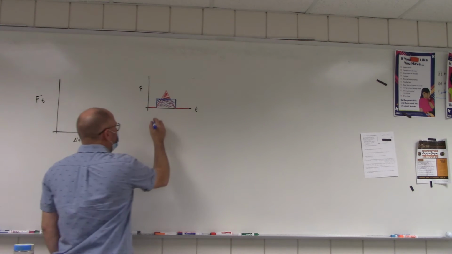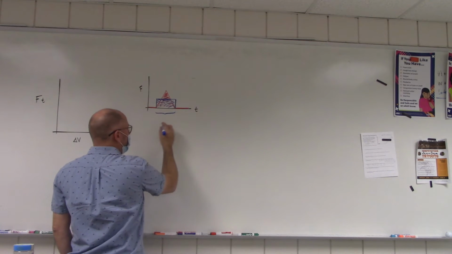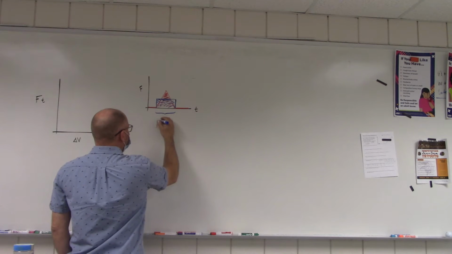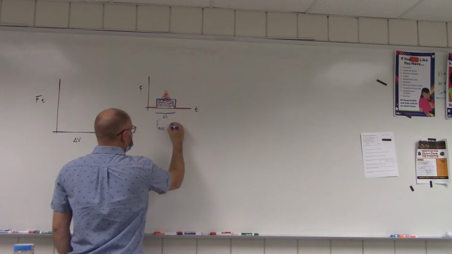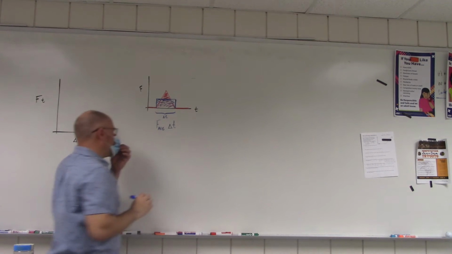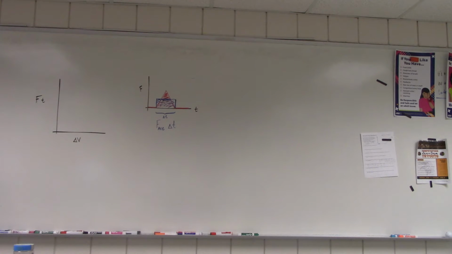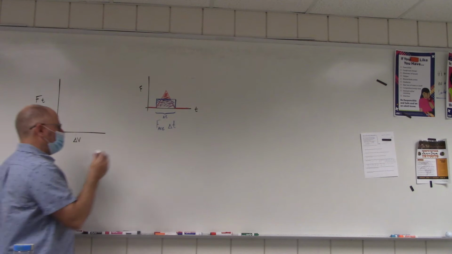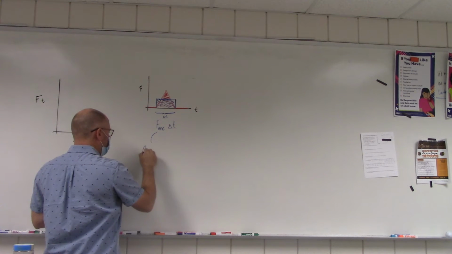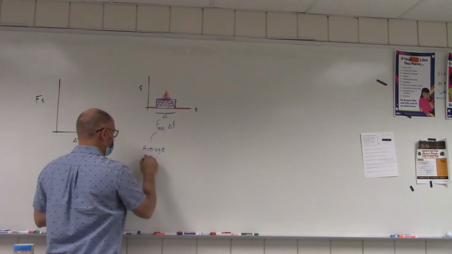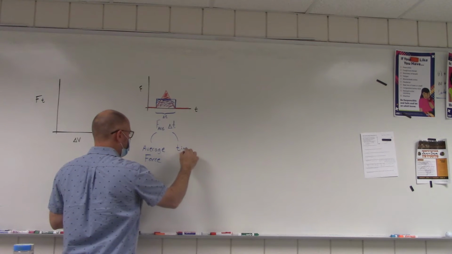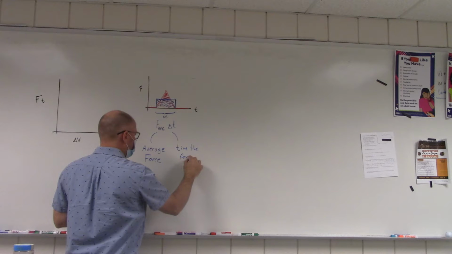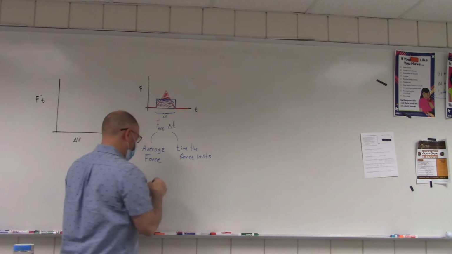So what we're going to do is, instead of using the FT area, well, we're still going to use the FT area, but we're going to use average force times the little delta t here, which is the time that the force lasts. So this is the average, okay?